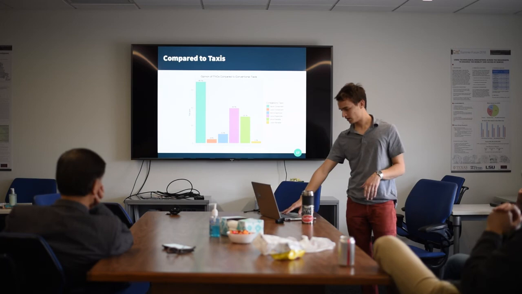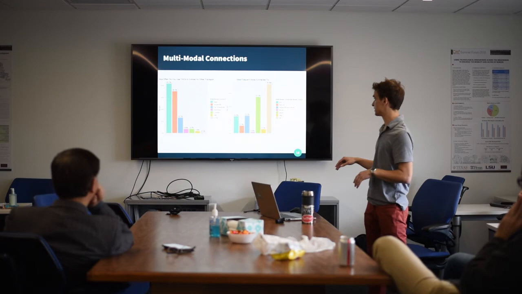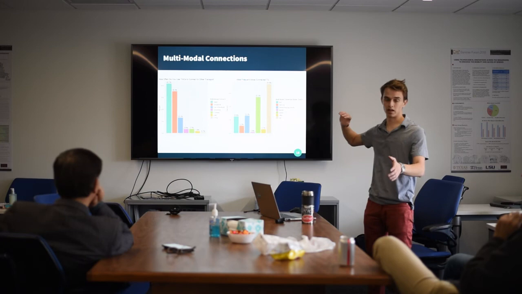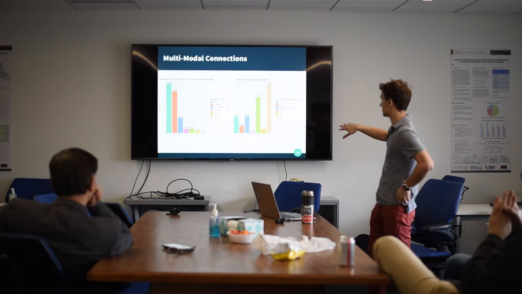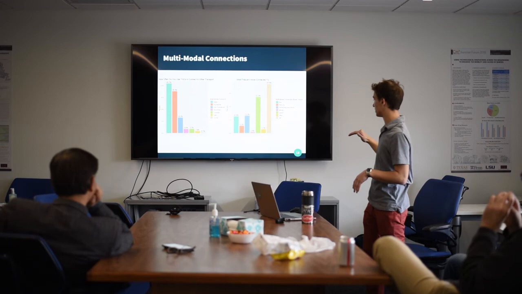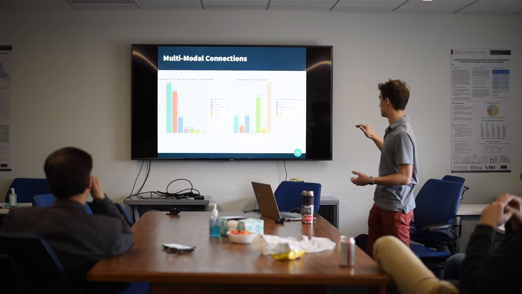And then we asked, do they connect to multimodal transportation services? And so most people are not using them to connect to another transportation service. But for those who do, it's mostly to go to the airport and sometimes a bus or their parked personal vehicle. Rail, much less, but that's probably because there's very little rail in Texas. And then a bike or other is a very small percentage.